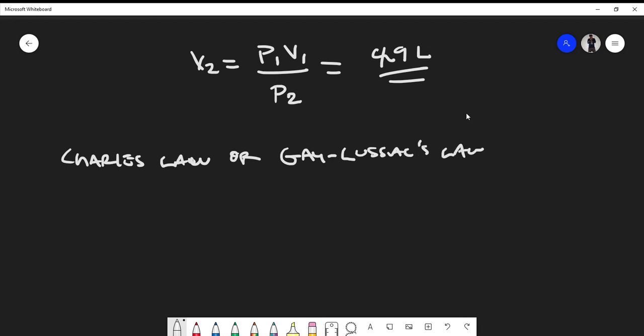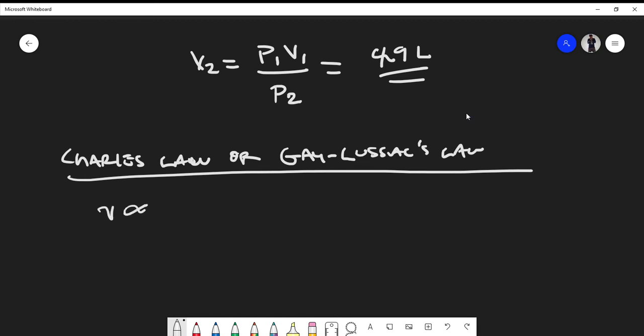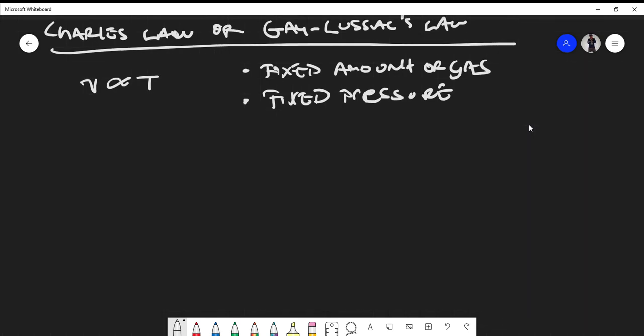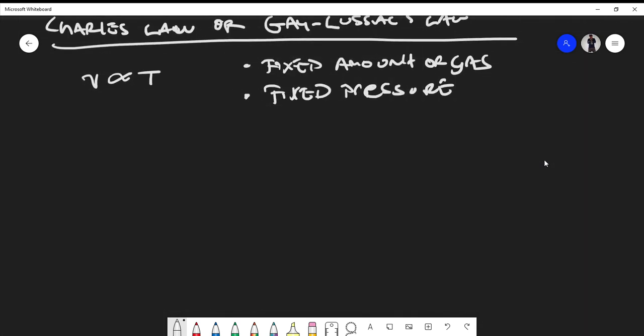Charles' law, what we call Gay-Lussac's law, is the idea that the volume is proportional to the temperature. So as soon as we increase the volume, the temperature should increase. Now, obviously, we have to make sure that we have a fixed amount of gas, and we also have to make sure that the pressure is fixed, right? So we have a fixed amount of gas with respect to Charles' law, and a fixed pressure. So we define Charles' law as the volume being proportional to the temperature.